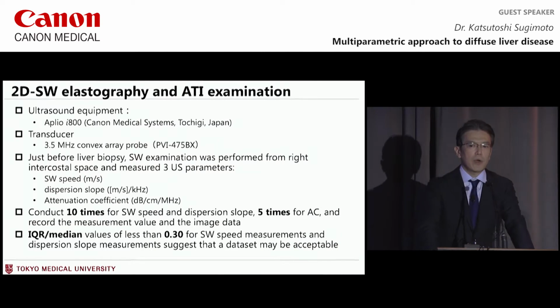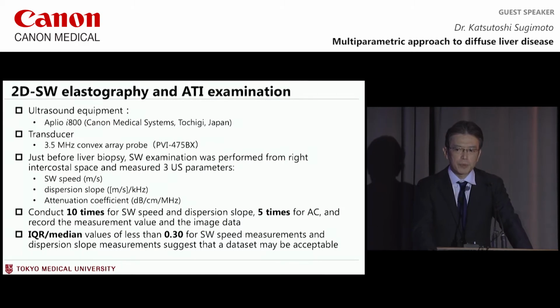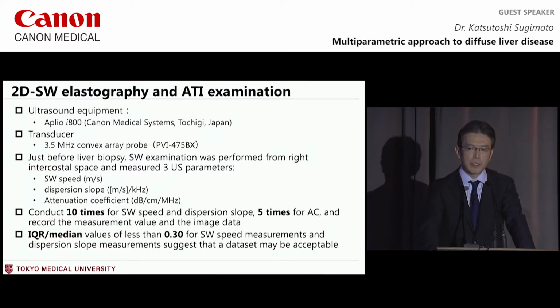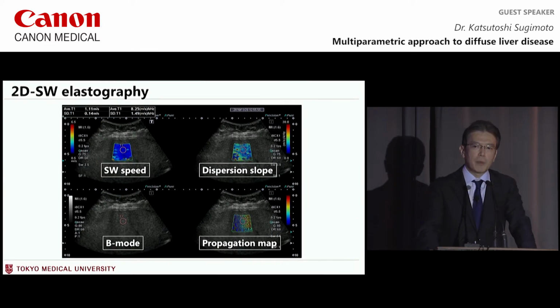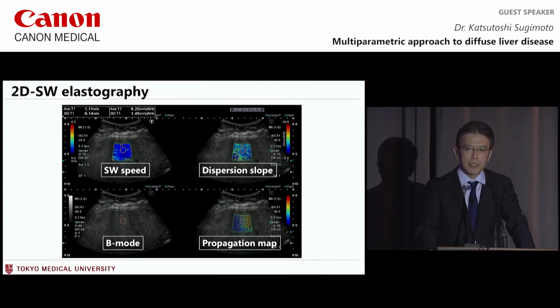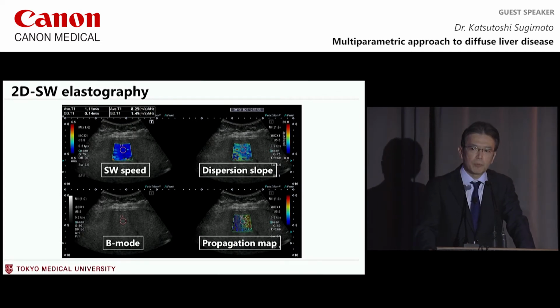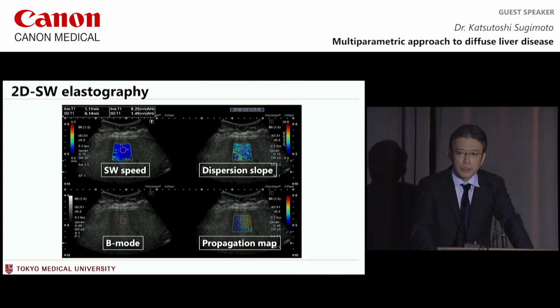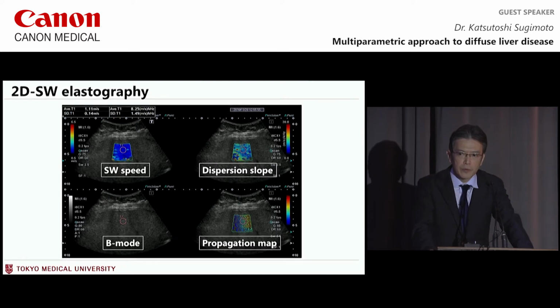In this study, IQR per median values of less than 0.3 for shear wave speed and dispersion slope measurement suggest that the dataset may be acceptable. This slide shows the shear wave elastography interface. As you can see, shear wave speed, dispersion slope, B mode, and propagation map are shown in a single image. In this study, we placed a single 1 centimeter circular region of interest on the map throughout the cases.